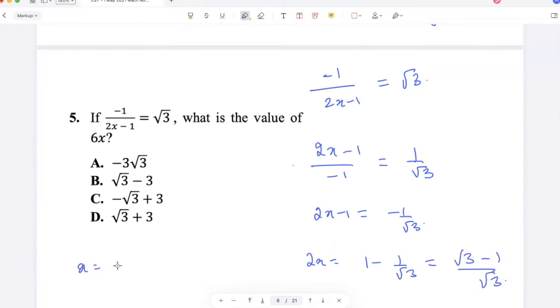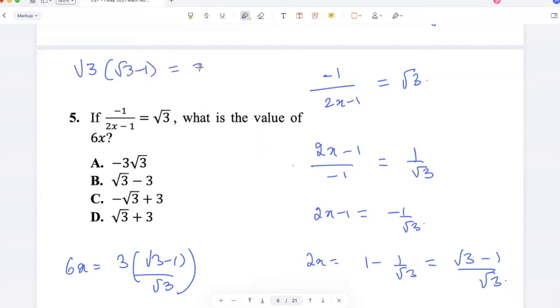So x is, we have to find 6x. So 6x would be this multiplied by 3. So root 3 minus 1 by root 3. So this becomes root 3 times root 3 minus 1. So 3 minus root 3. 3 minus root 3, C.